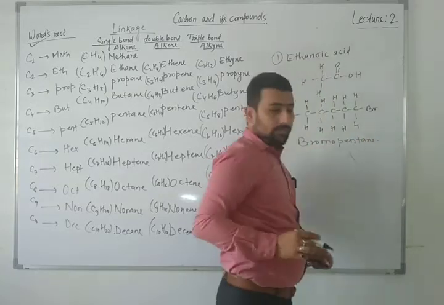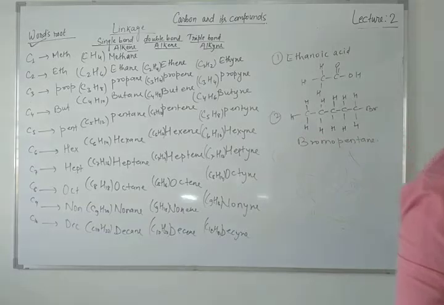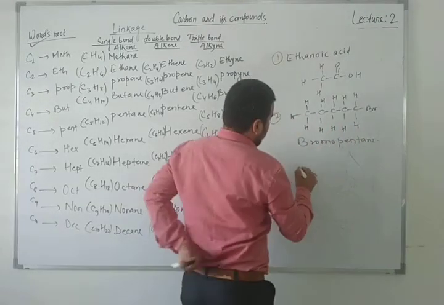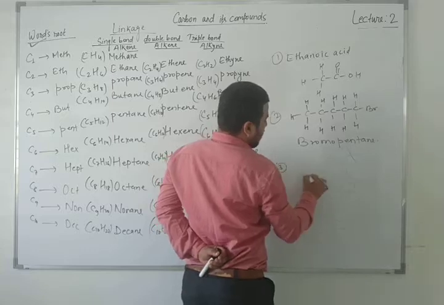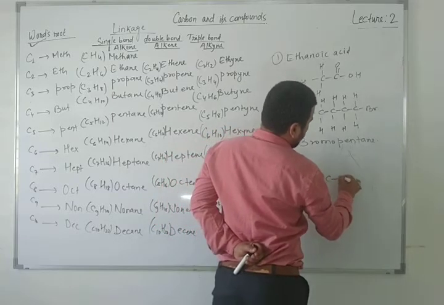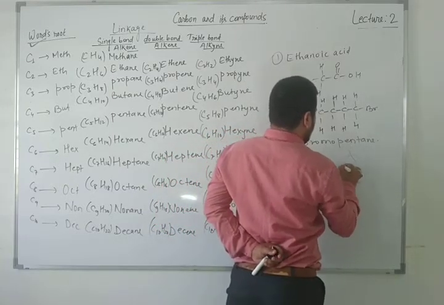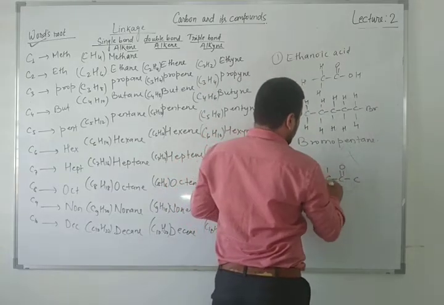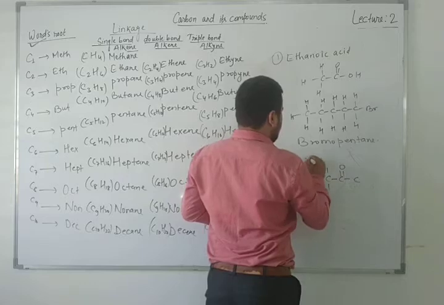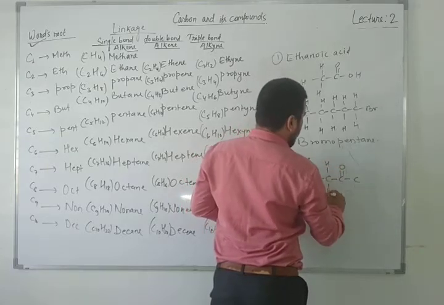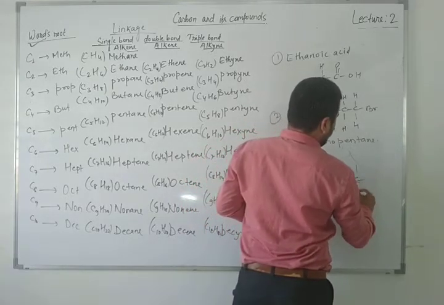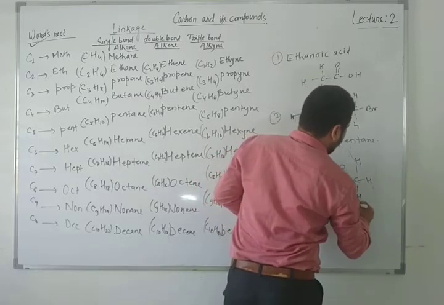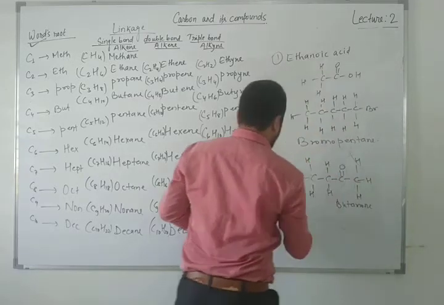Third one is butanone. Butanone means 4 carbons with the ketone group, 1, 2, 3, 4. And on the third carbon you have to put the ketone group and put hydrogen on the rest. So here you can see this is the structure of butanone, right? Butanone.